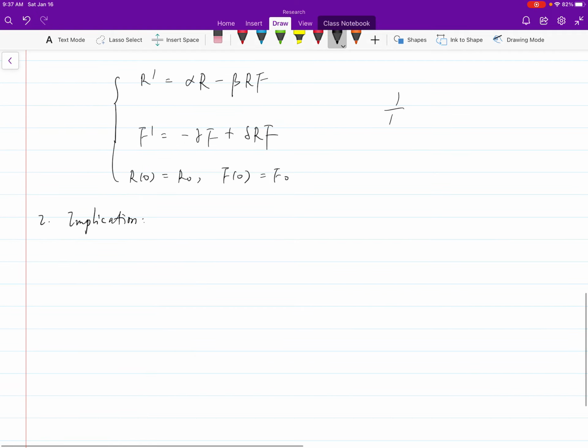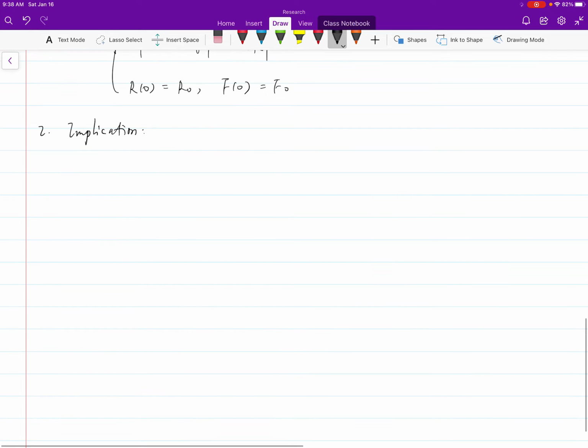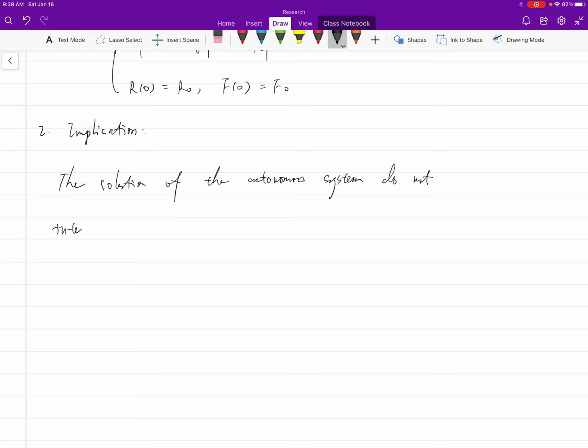Pay attention to something when you have something like 1 over r, which means at 0 it's not okay. When you have something like r to the 2/3, if you take the derivative with respect to r, you are going to have something again with a fraction. That's usually where the bad thing happens. Okay, the implication is, again, very similar to what we had in one dimension. That is, the solutions of the autonomous system do not intersect each other.